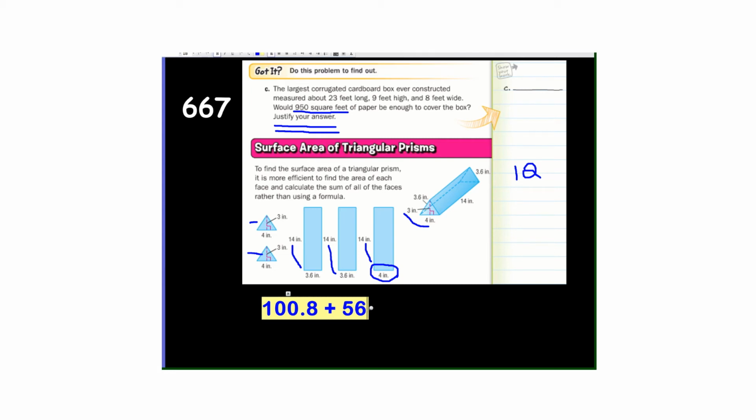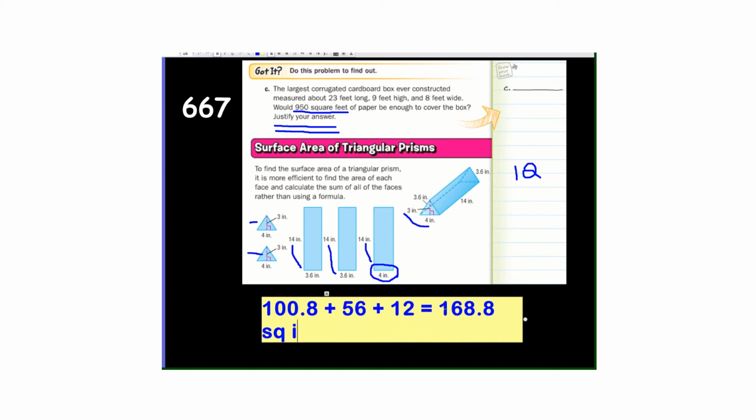Plus your 12 equals 168.8. Okay. 168.8 square inches.